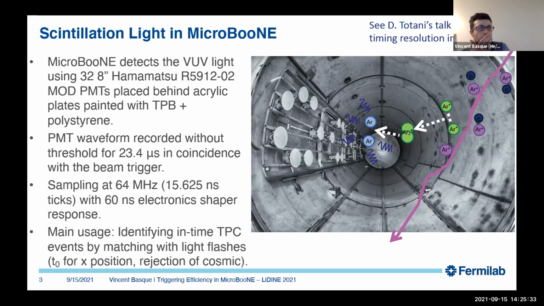So what we use the light in MicroBooNE primarily for is really to identify and time TPC events. And we match those with what we call light flashes. So it gives us a T0 for the X position, so for the drift position, and that allows us to do rejection of cosmics. There'll be a very nice talk tomorrow on timing resolution in MicroBooNE, so please stick around tomorrow.